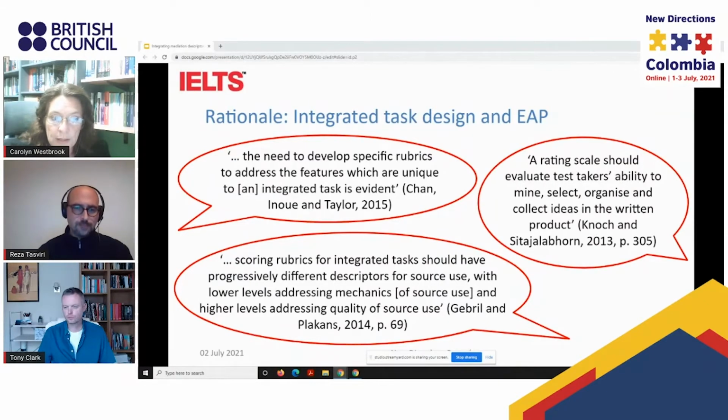So with these insights from the literature in mind, we consulted the mediation descriptors from the recently published CEFR companion volume from the Council of Europe 2020, and we made some amendments to the IELTS scale. And I'll now hand over to Reza to talk you through that part.